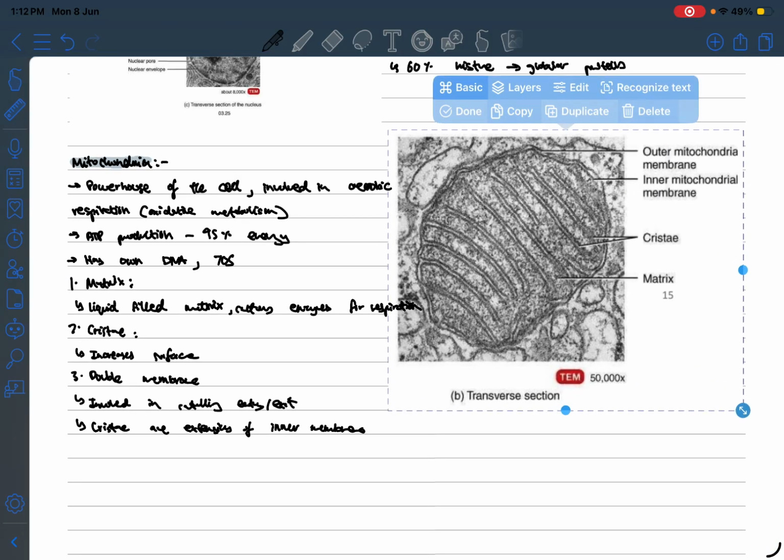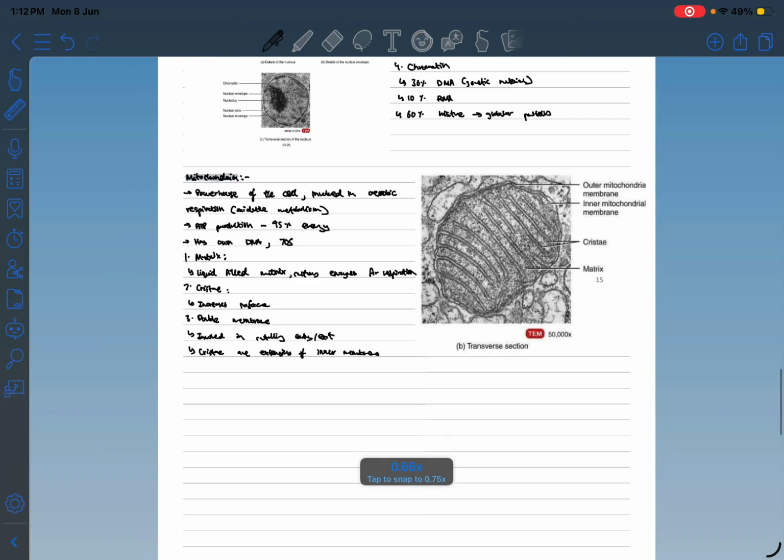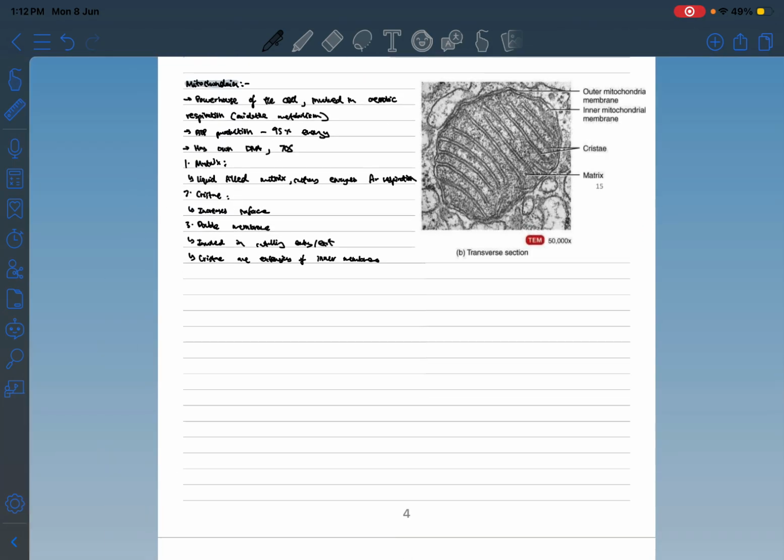I'm going to make this a little bigger so that it's in proportion. It's better. So that's the mitochondria, that's the nucleus. Let's now move on to the next organelle, which is the endoplasmic reticulum. There's two kinds of that. There's the smooth and the rough. I'm just going to pull it up right now.